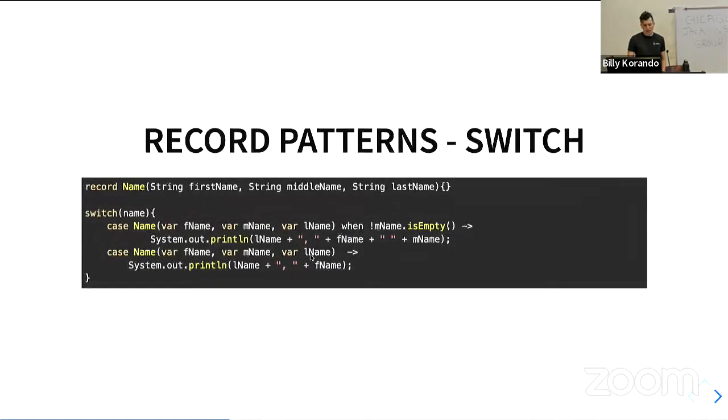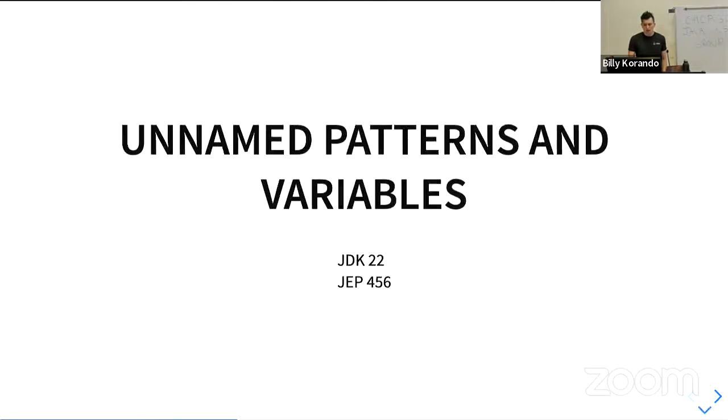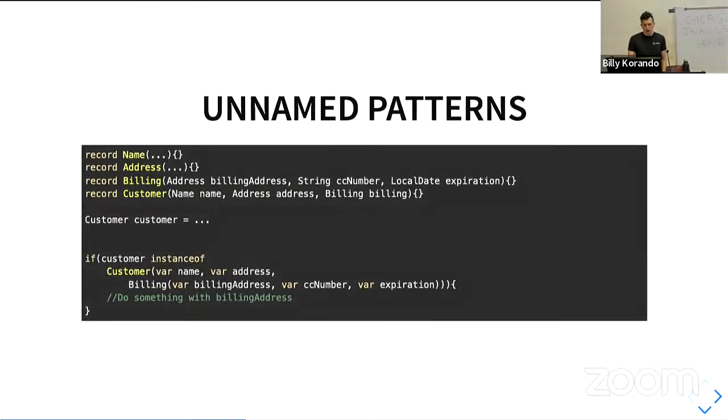So actually, I should have probably continued to use this example, but you'll probably also notice here, even though I'm not using middle name, I still had to define it. And that could be a little confusing or just otherwise unnecessary to do. So something that was then added in JDK 22 is unnamed patterns and variables.